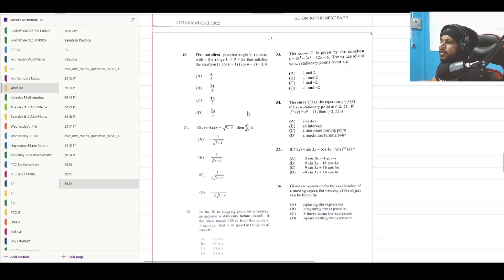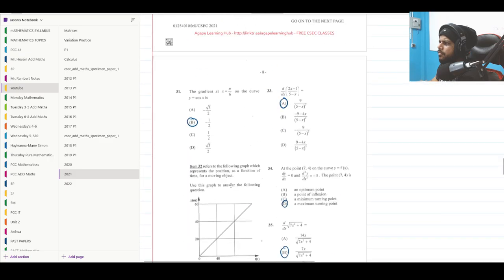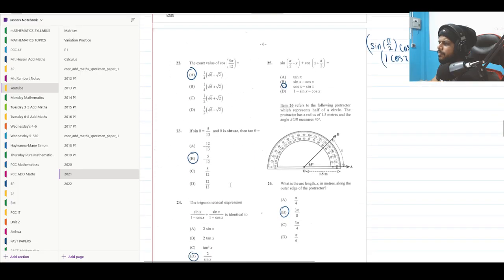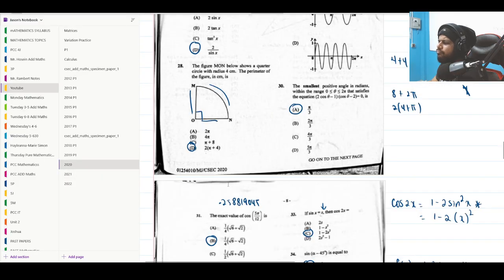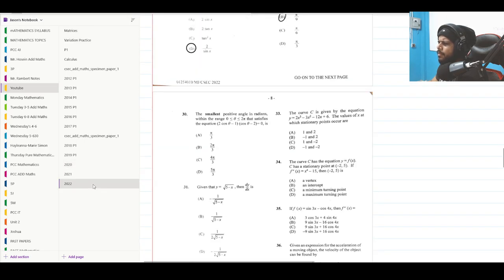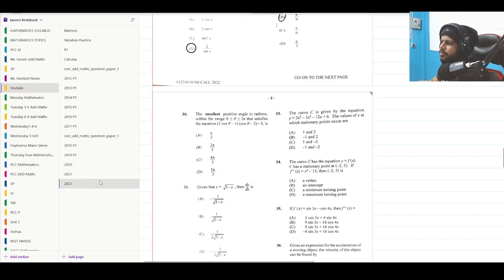The smallest positive angle in radians within the range that satisfies the equation equal to 0 is... Is this a repeat? I'm just looking to see if it is a repeat. 2 cos theta minus 1 into cos theta minus 2 is equal to 0. Between 0 and 2 pi, the smallest positive angle in radians is pi on 3. So go back to 2020 to see that solution.